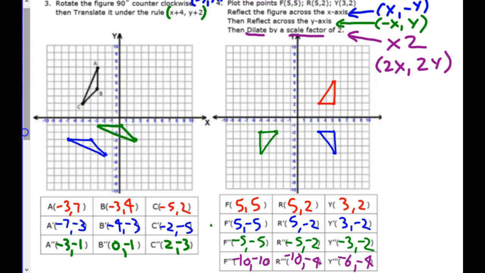So I got all my points. And my final last step is to graph that. And let's do that. Negative 10, negative 10. Negative 10, negative 4. Negative 6, negative 4. And I've got a dilated, larger triangle. And that's good. Okay?